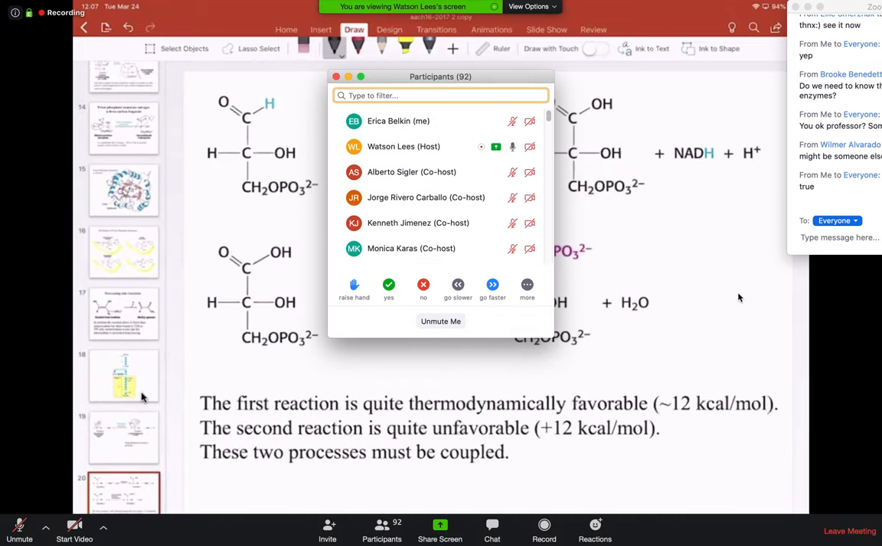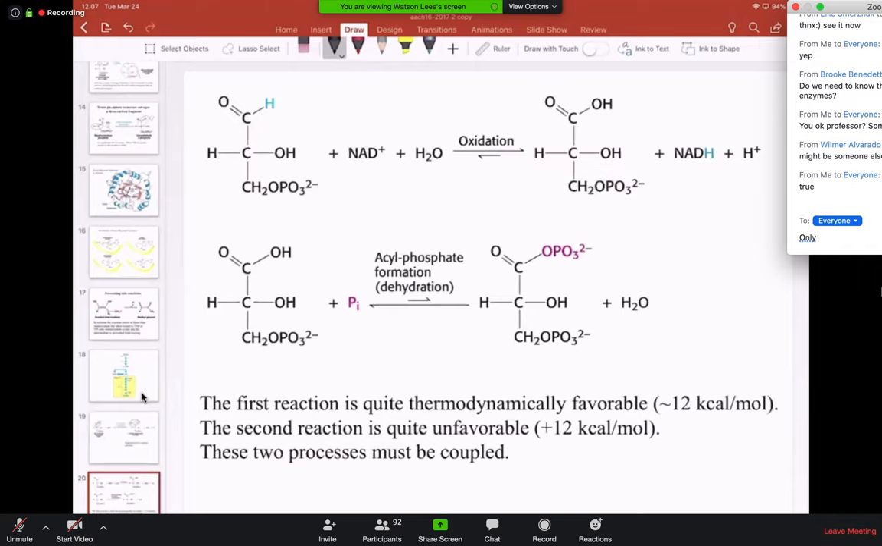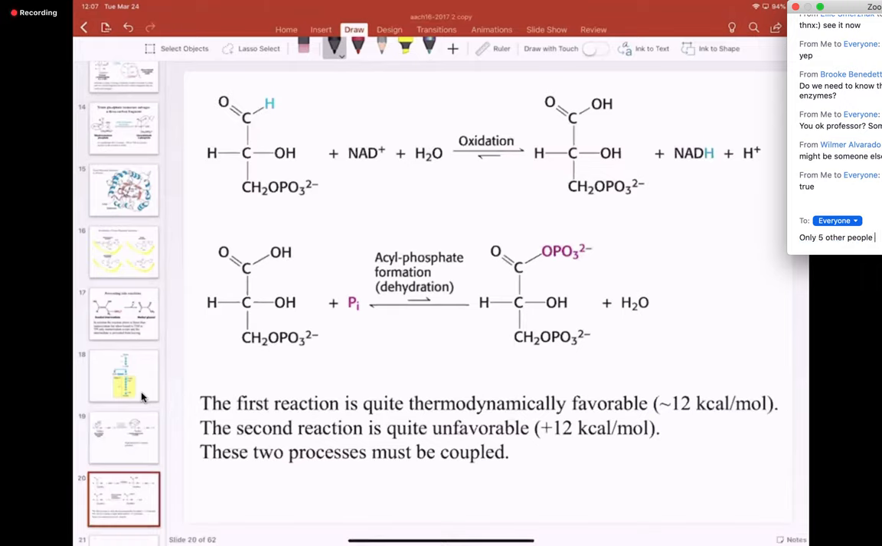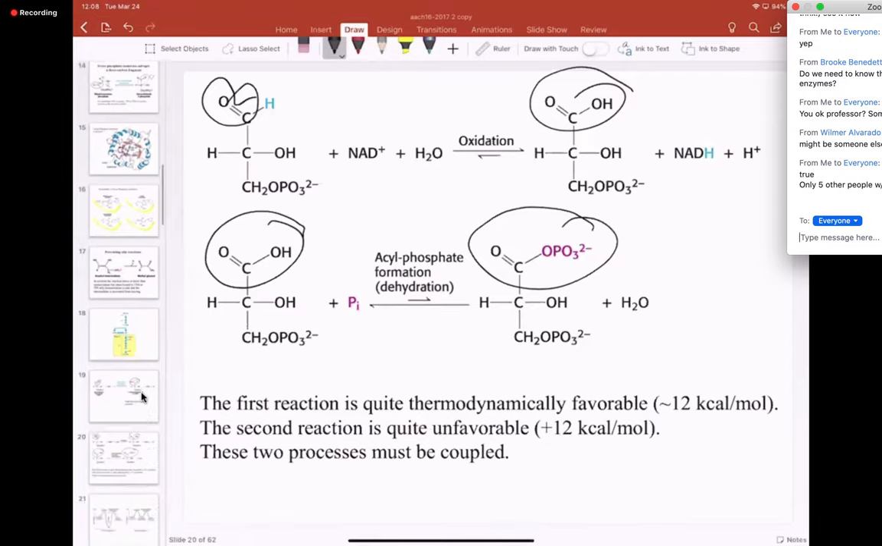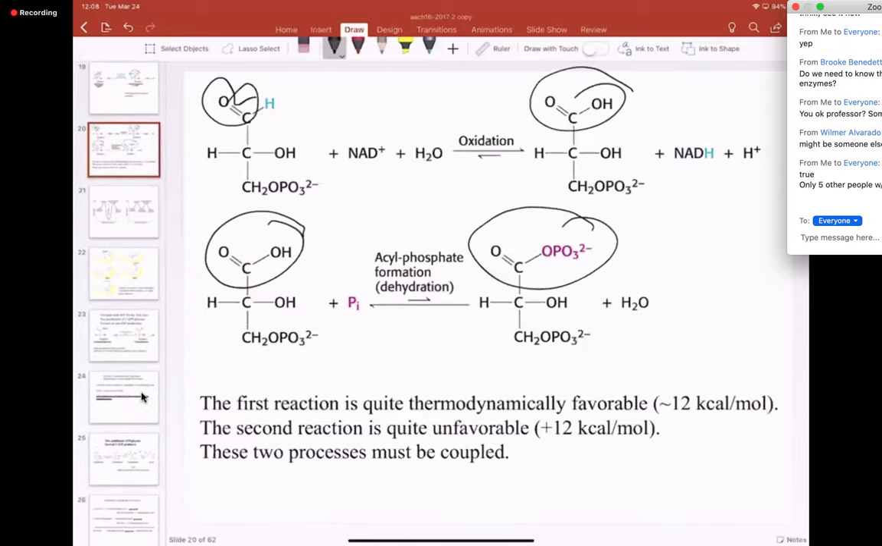In addition, what we do see is two reactions. One is a high energy oxidation reaction, to oxidize from the aldehyde to the carboxylic acid. That's oxidation, and that's very favorable. However, making the acyl phosphate is thermodynamically unfavorable. So we have a reaction that's thermodynamically favorable, and we have a very unfavorable reaction. And so clearly you have to have some way of coupling these two processes so that ultimately you get a favorable reaction.